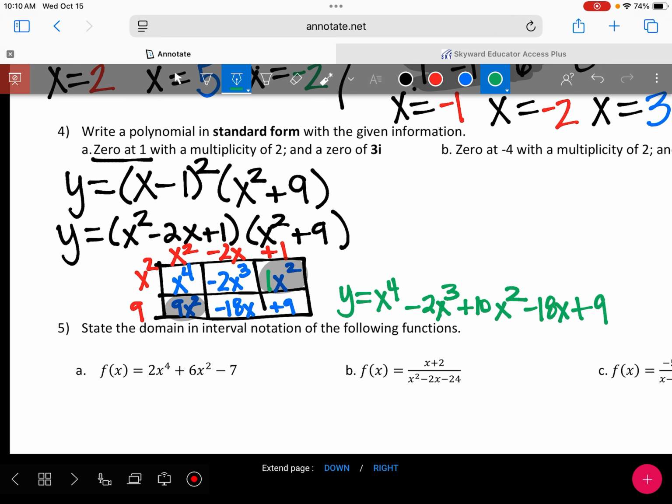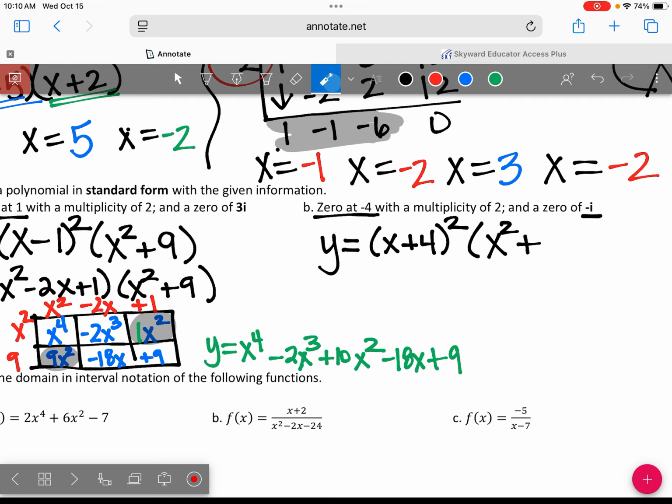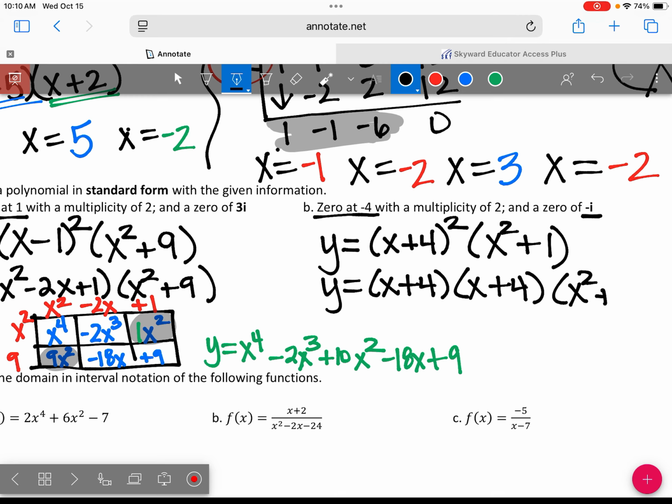I am going to help you set up your factors though. So just remember, if you have a 0 at negative 4, that means you have y equals x plus 4 squared. Now, in order to get an i, we have to start off with an x squared plus. There's an invisible 1 in front of that i, so that would be x squared plus 1. So what you need to do is multiply the x plus 4 times x plus 4, and then multiply that answer by x squared plus 1.